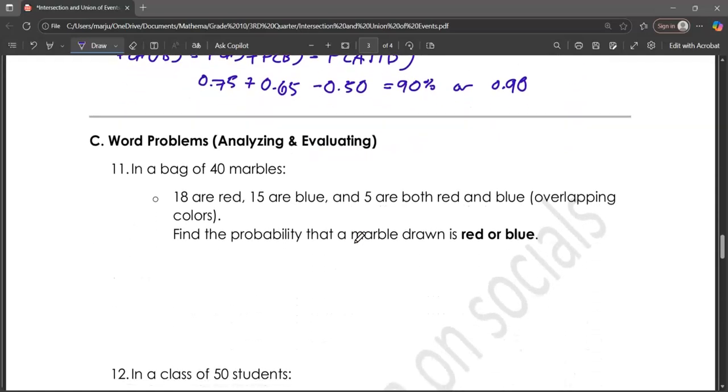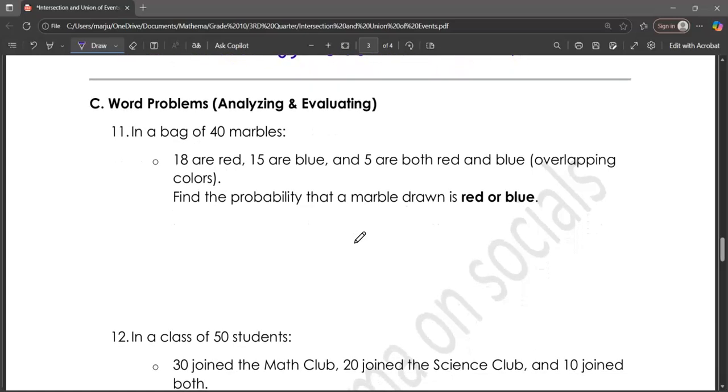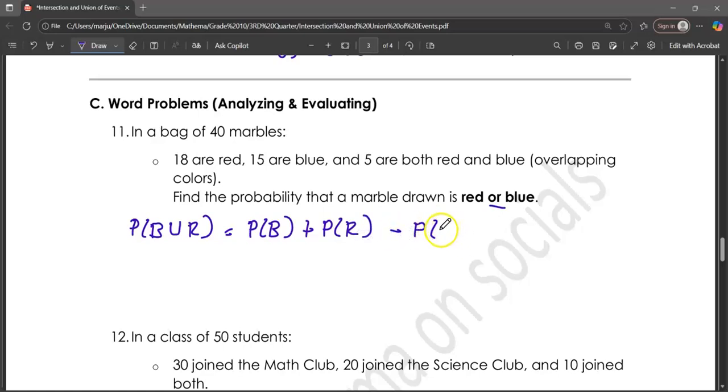Letter C. Number 11. In a bag of 40 marbles, 18 are red, 15 are blue, and 5 are both red and blue, overlapping colors. Find the probability that a marble drawn is red or blue. So again, or. So probability of being red or, so union, blue. So again, you're going to say probability of being blue plus probability of being red minus probability of being both blue and red at the same time.